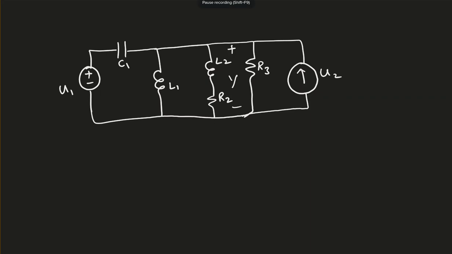So this is a multiple input single output system, MISO. You might have seen single input single output systems, and here we have a multiple input single output system.